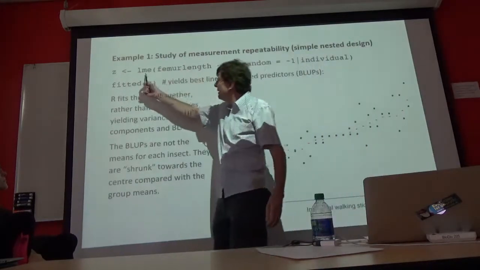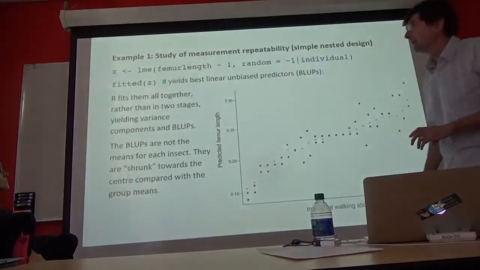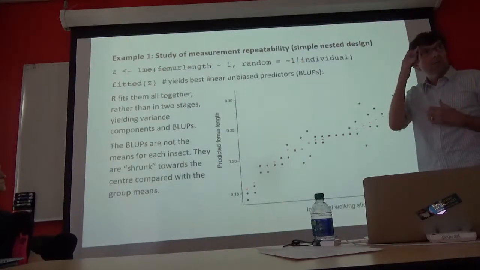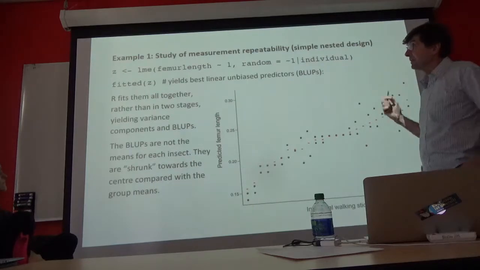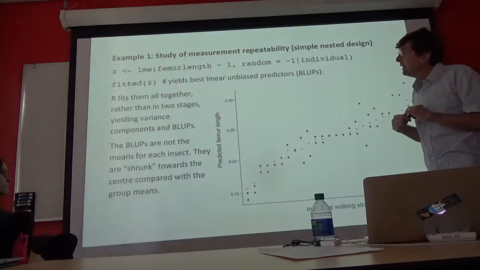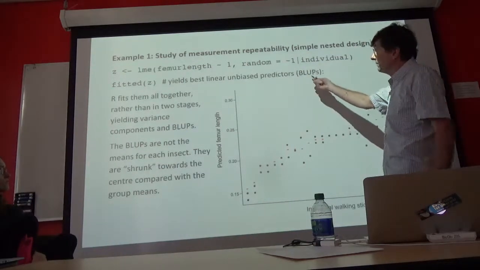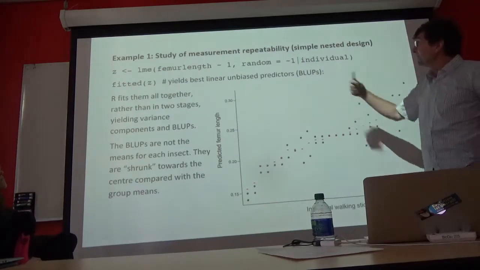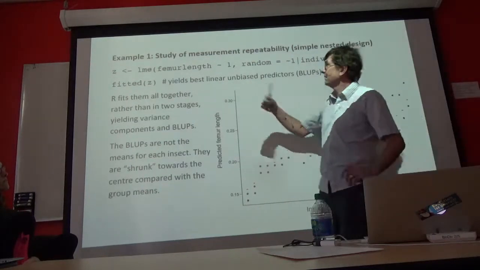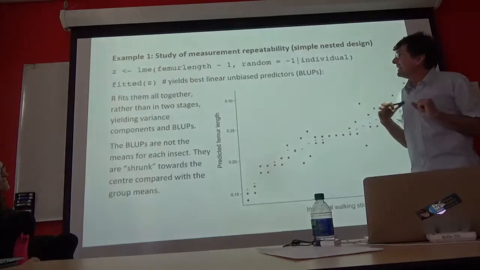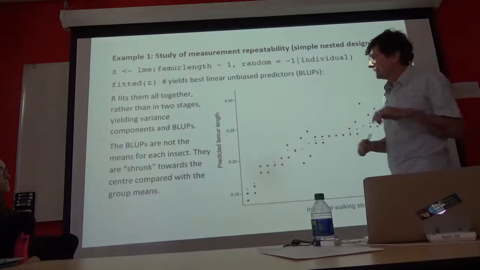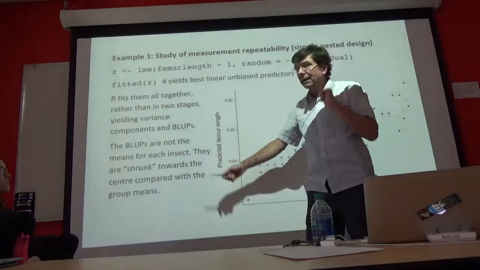And as is typical, when we fit a model, we store the results in some object, a linear mixed effects model object in this case here, and then we use functions to extract useful bits from that object. And what I've done here is I've extracted the fitted values. And using the fitted values on the model object for a linear mixed effects model yields something called the BLUPs, which I just had to tell you about because it's amusing, I guess. And it stands for the best linear unbiased predictors. And they're kind of cool. They're not exactly the means for each insect. They have the property that they're shrunk.